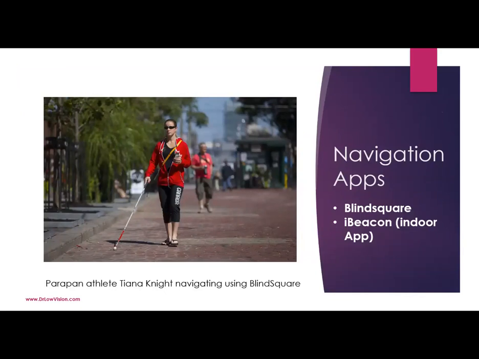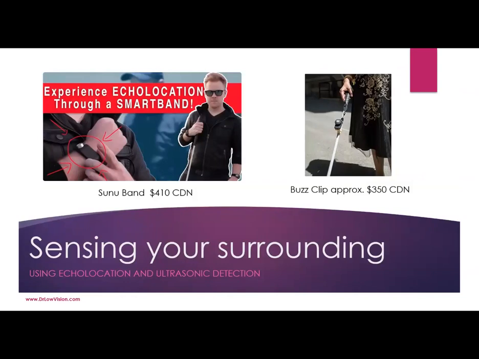Navigation apps, we have Blind Square and various beacon technology that's available. This is interesting. It's using echolocation and ultrasonic detection. So the Sono band is almost like a Fitbit, but it's detecting if there are objects around the person. It could be a hanging basket. It could be a cabinet, similar to the Buzz Clip. And so it starts vibrating if the person's getting closer and closer to that. It could be a door or an obstacle. It could be that they're actually going towards a glass window or a wall, and it would detect it because it's bouncing off the glass.